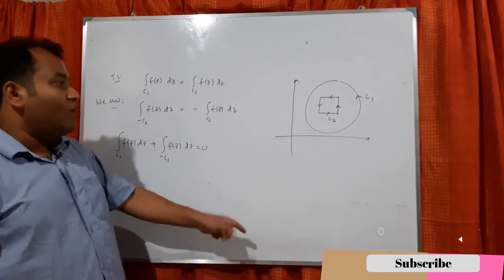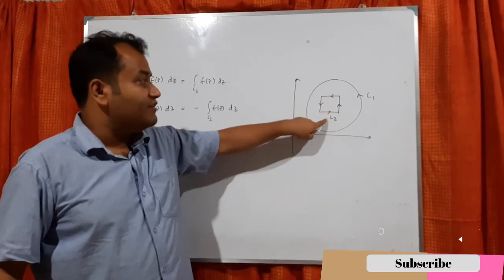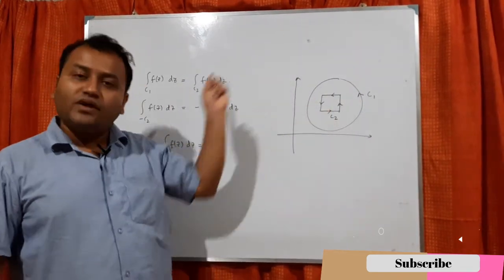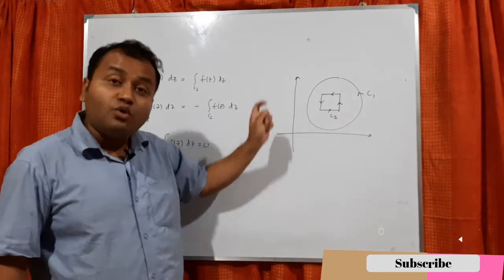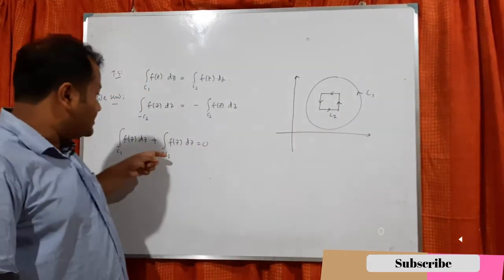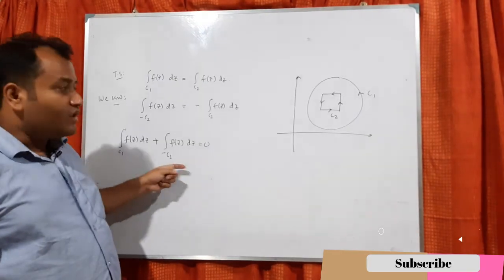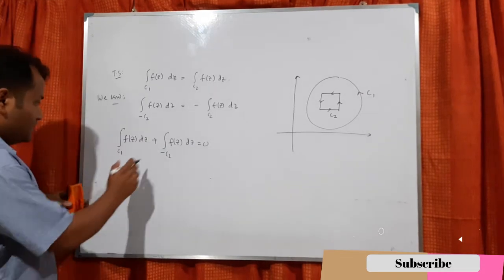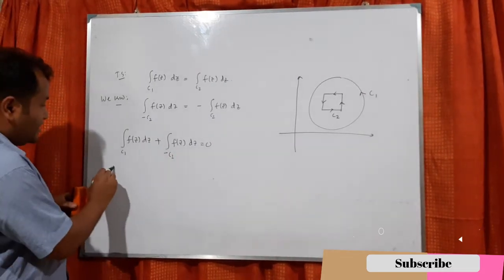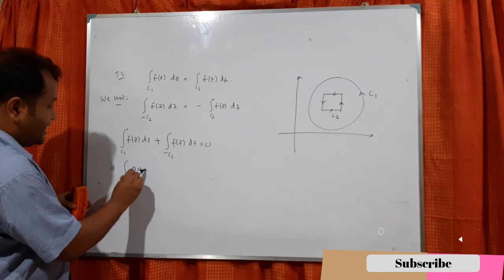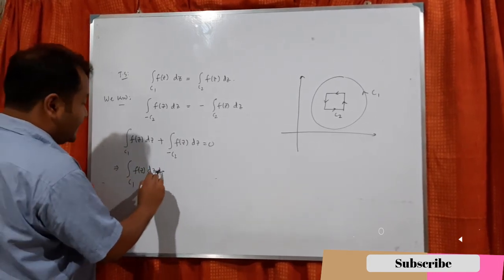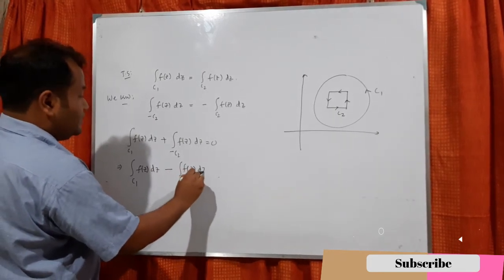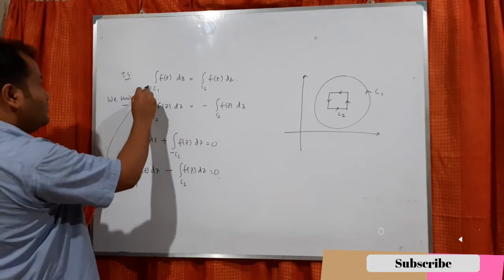Now you can ask, sir, why have you taken the different direction for the inside portion? Because the theorem tells that the outer one will be anti-clockwise, the inner one should be clockwise. Here we have considered the inner one clockwise, because C2 was anti-clockwise, so minus C2 will be clockwise. So now we can apply the theorem. So this equals integral over C1 f(z) dz, now minus C2 means I can write minus of integral over C2 f(z) dz equals 0. So this will give you the result.